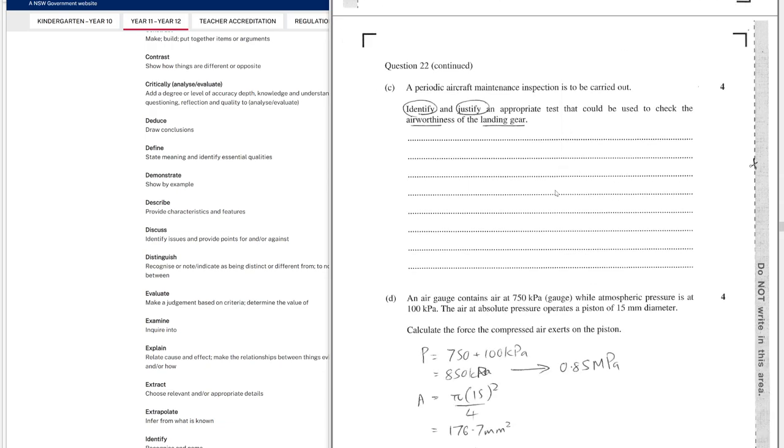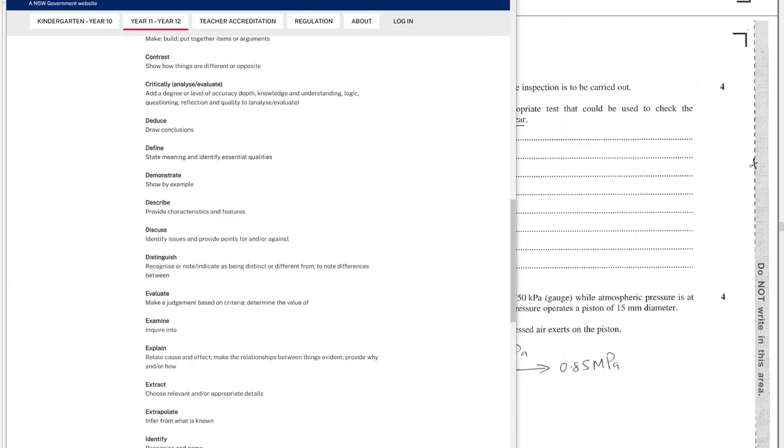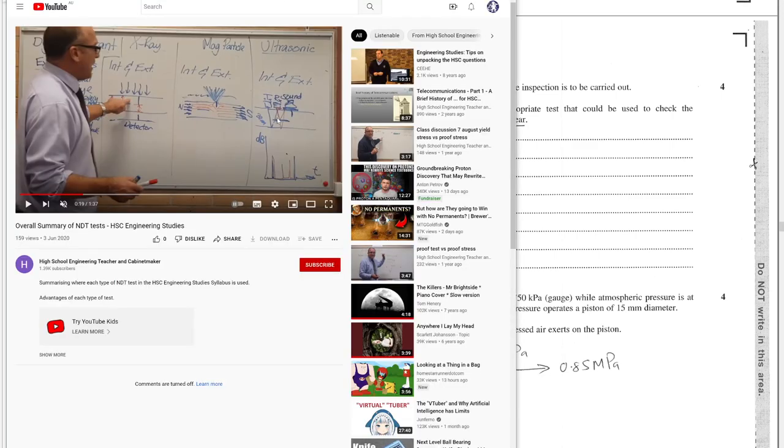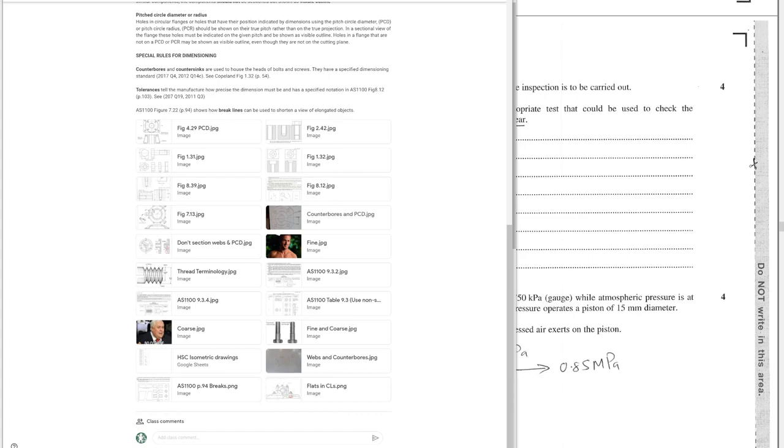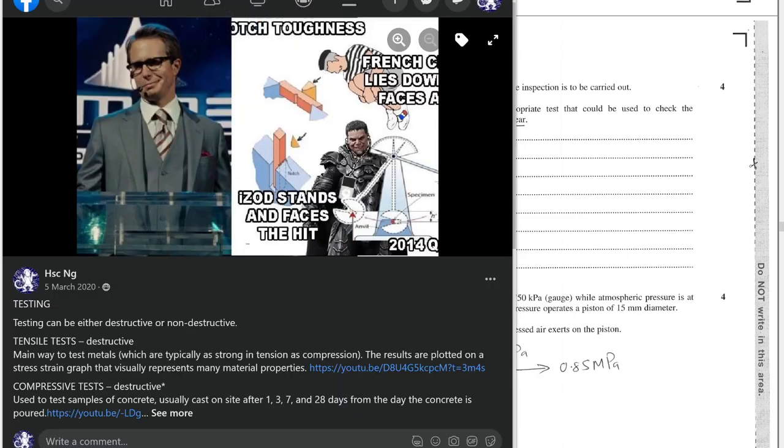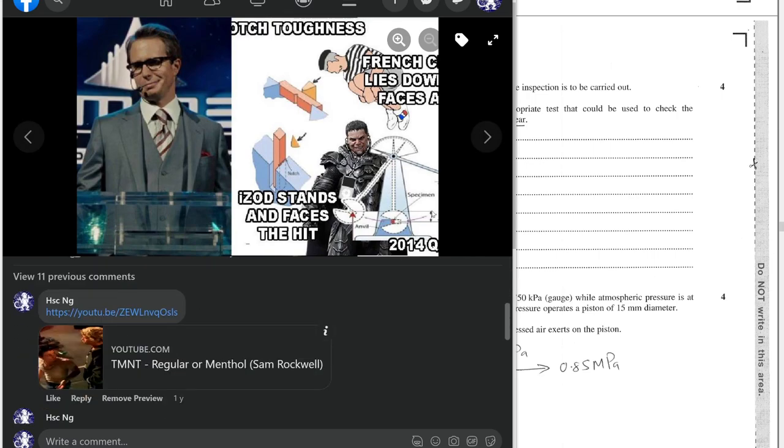Okay, moving on. A periodic shift in maintenance is to be carried out. Identify the appropriate test that could be used to check the airworthiness of the landing gear. So we're back to this guy, and he's got a video that's clearly written for this paper, right? It doesn't actually talk about 2020, but it must have shown up somewhere in the Google Analytics, because he talks about testing. I also have testing. If you want to look at my notes on testing, at the moment I haven't put them in Google Classroom because I set this up in year 11, but boy, do I have some stuff on my Sam Rockwell notes.